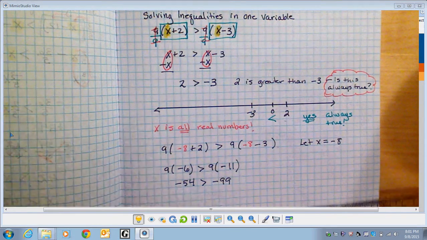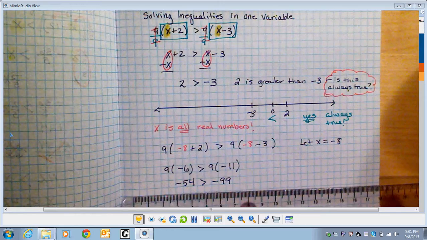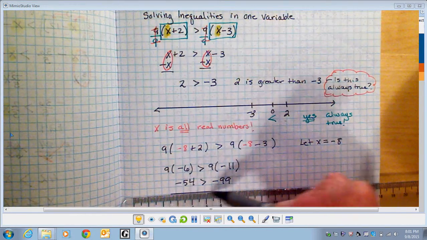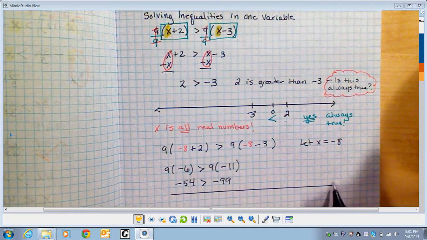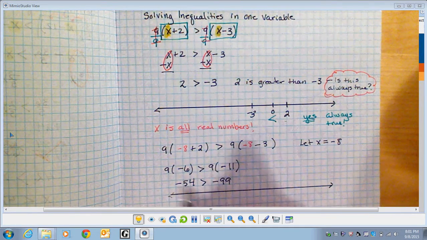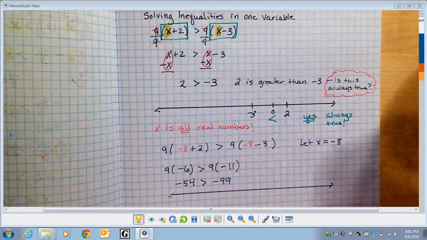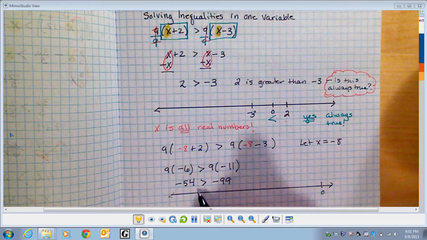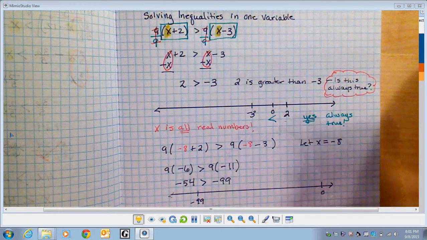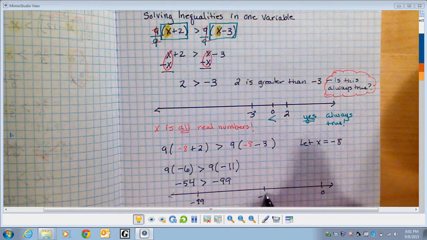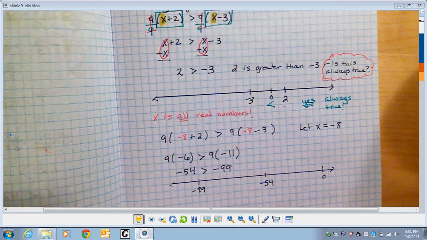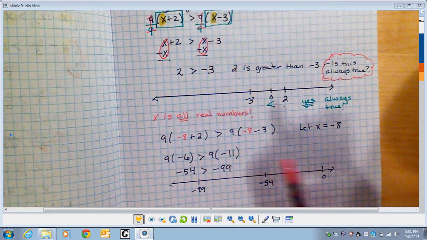You might be saying, wait a minute, how can negative 54 be greater than negative 99? So if I have a number line, and I'm going to ignore these little dashes here, I'm just going to arbitrarily put something. If 0 is here, negative 99 is here, negative 54 is here. So negative 54 is greater than negative 99. So this is true.